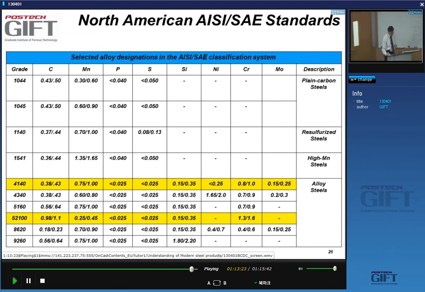We'll go into this in more detail as we go. One of the nice ones to remember, for instance, is 52-100, yes, which is basically an alloy steel. It has very high carbon content, you can see, close to 1%, excuse me, and that's used to make ball bearings. And you can also see it has very high chrome content to ensure that your ball bearings are fully martensitic.